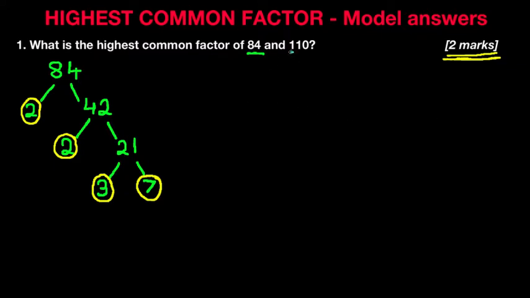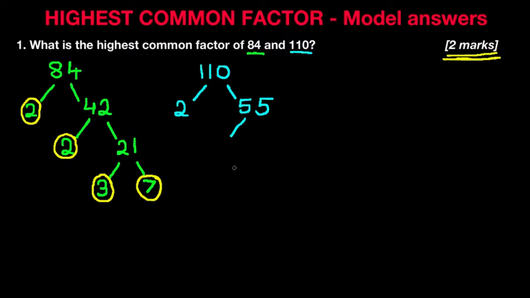Now let's turn our attention to the next number, 110. So again, using the same format, 110. It's an even number, therefore it can be divided by 2. 110 divided by 2 is 55. Now the number 55 is an odd number, therefore it cannot be divided by 2. The next prime number on the list is 3. Now you will notice that 55 cannot be divided by 3.